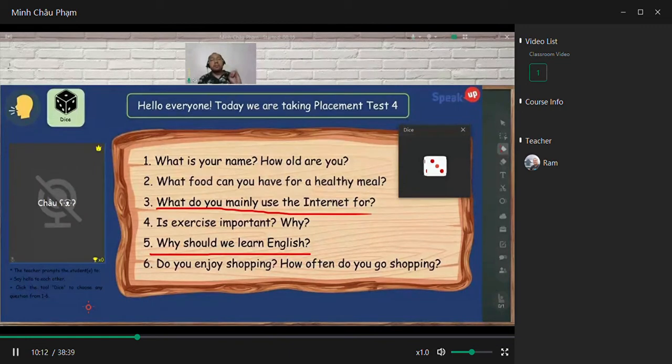or social media. You play games, and as well as doing homework. Good job. So that's number 3. Next question. Can you please click the dice?